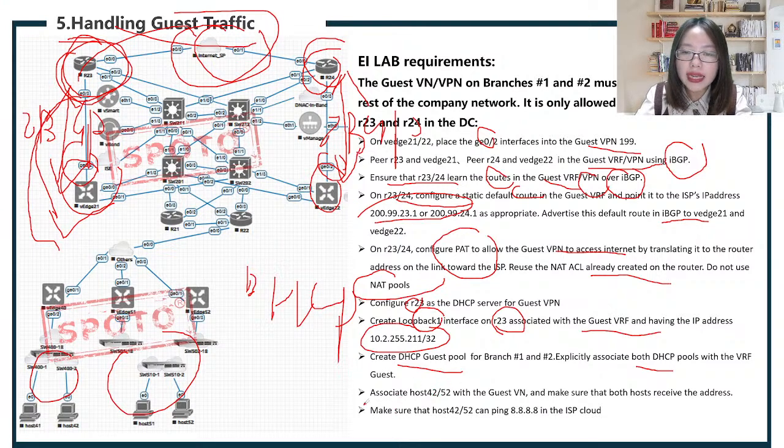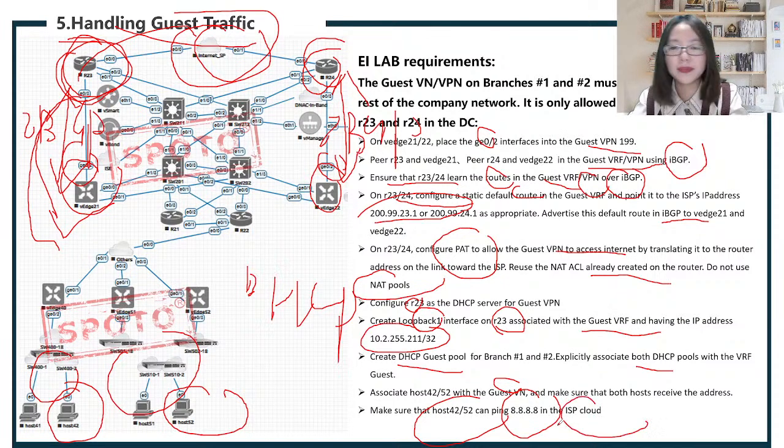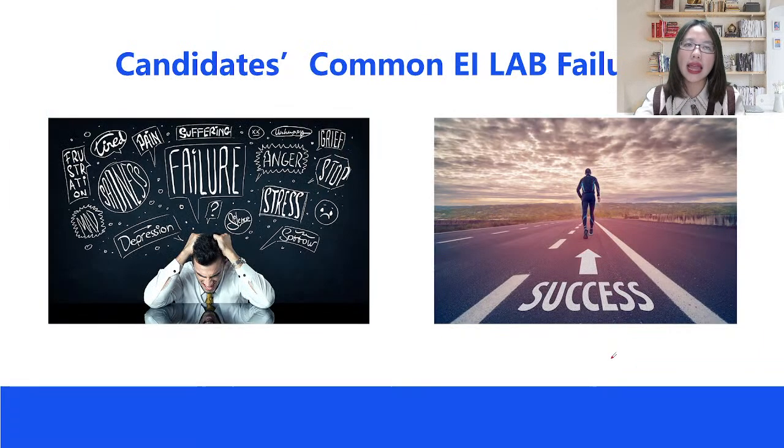We should associate host 42 and 52 with the guest VN and make sure that both hosts receive the address. We should make sure that these two hosts can ping the ISP in the ISP cloud. Okay. So this part is to ensure that the guest can obtain the IP address and the NAT configuration.